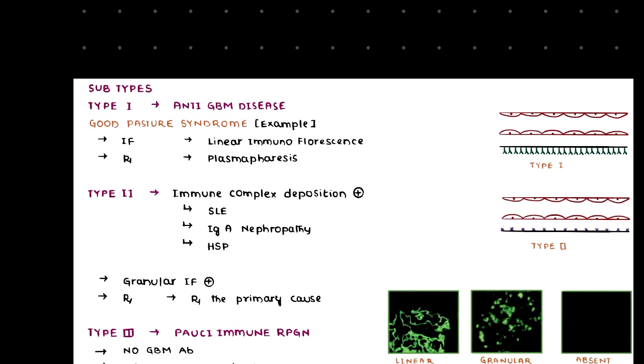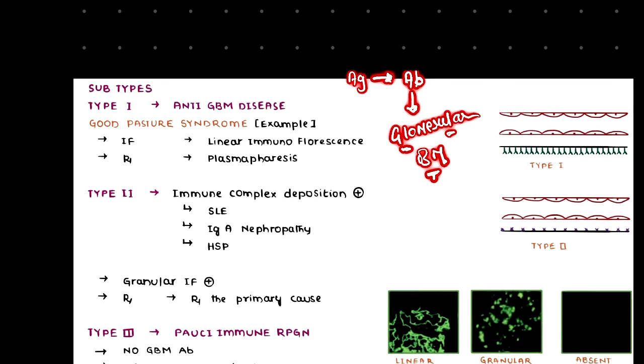Now here, what will happen in this type 1 is that there will be antibody against glomerular basement membrane. Initially there will be an antigen. This antigen will help in the production of antibody within our body, and this antibody which is produced should be against the glomerular basement membrane. Now there will be antibody against glomerular basement membrane.